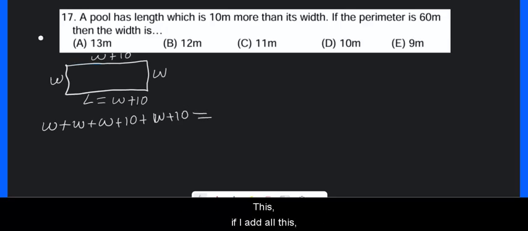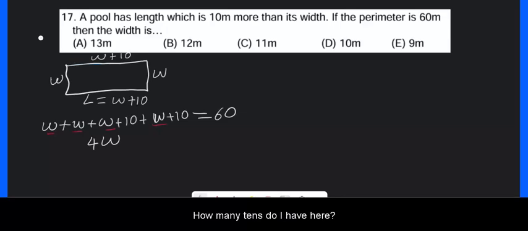This, if I add all this, must give me 60. Okay, so how many W's do I have here? I've got 1, 2, 3, 4 W's. So then I can write 4 W's. How many 10s do I have here? I've got 1 and 2. That's 20. This is plus 20 equals to 60.